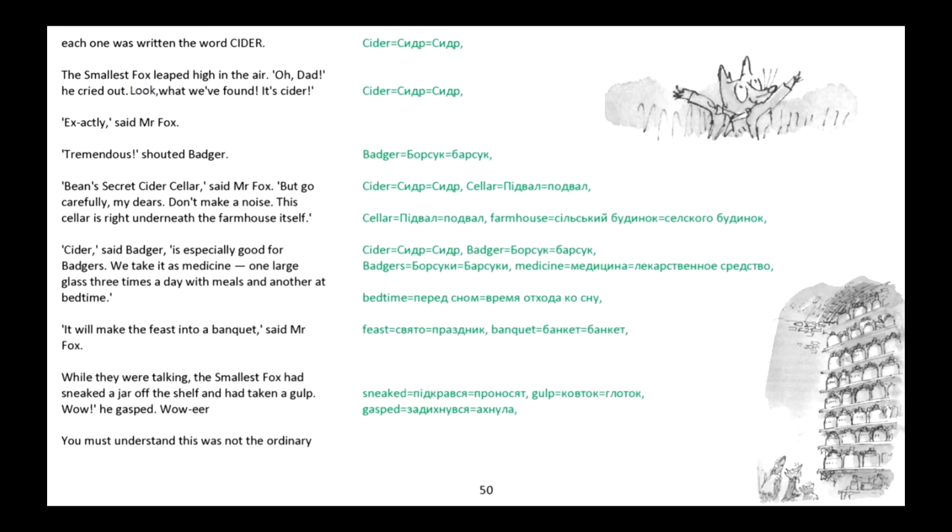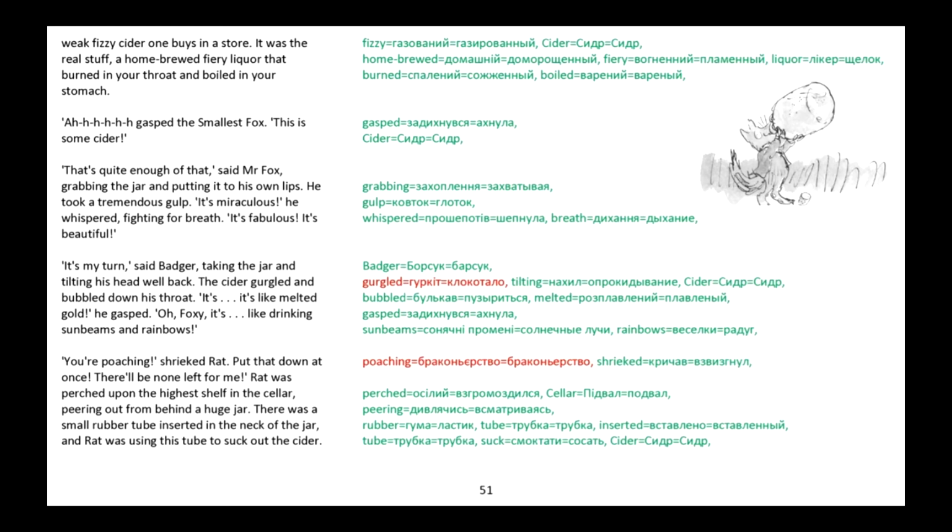"Cider," said Badger, "is especially good for badgers. We need it as medicine. One large glass three times a day with meals and another at bedtime." "It will make the feast into a banquet," said Mr. Fox. While they were talking, the smallest fox had sneaked a jar off the shelf and had taken a gulp. "Wow," he gasped, "wowzer." You must understand that this was not the ordinary weak fizzy cider one buys in a store. It was the real stuff, a home-brewed fiery liquor that burned your throat and boiled in your stomach. "This is some cider," gasped the smallest fox.